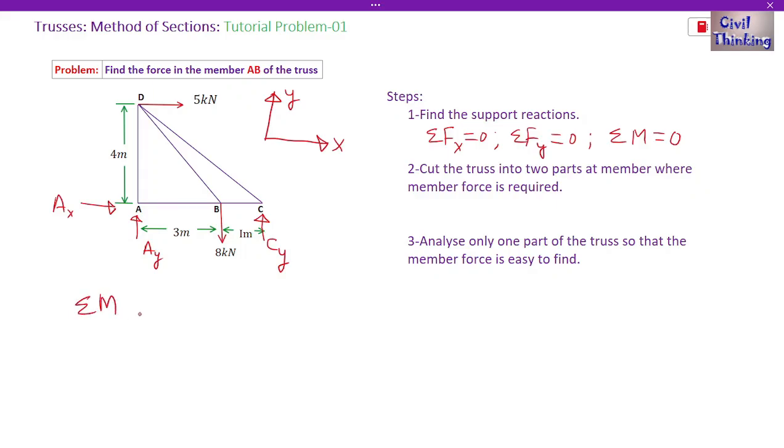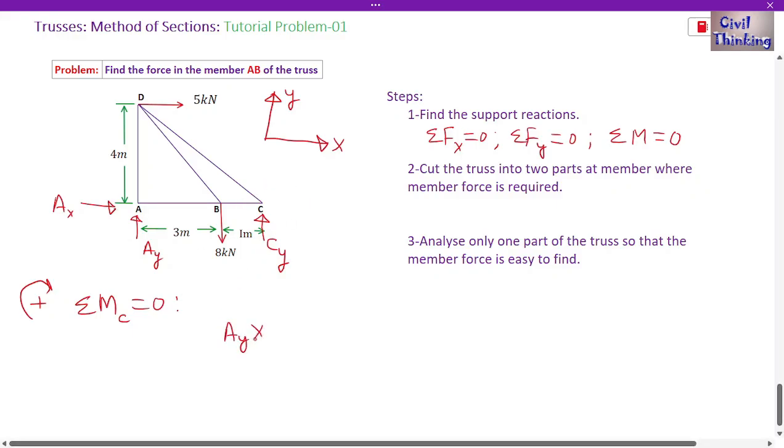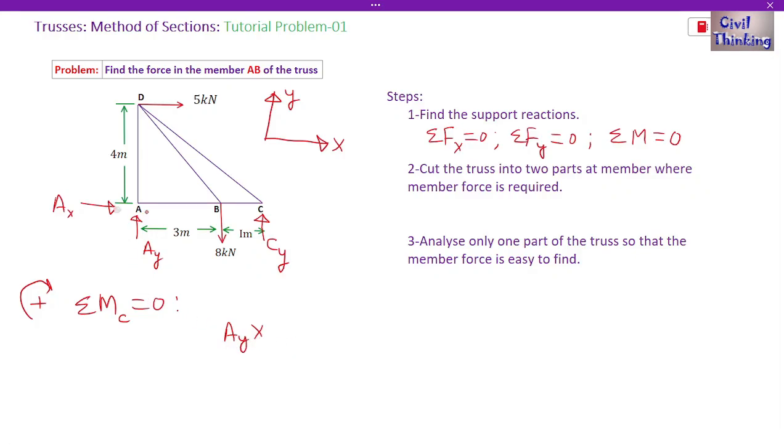Summation of moment, let me choose the point to be point C, equal to 0. I am assuming the clockwise moments are positive and the anti-clockwise moments are negative. Now AY is going to exert a clockwise moment at C, so it is going to be AY multiplied by the distance. We have to find the normal distance between the force and the point where we are finding the moment. Because we are finding the moment at C, we have to find the normal distance between AY and C.